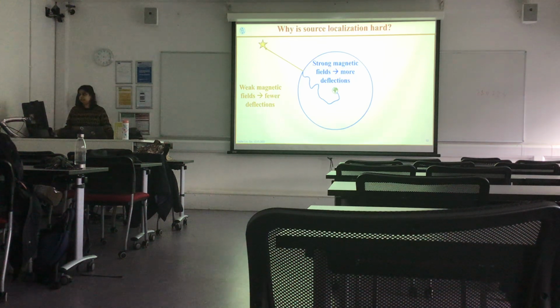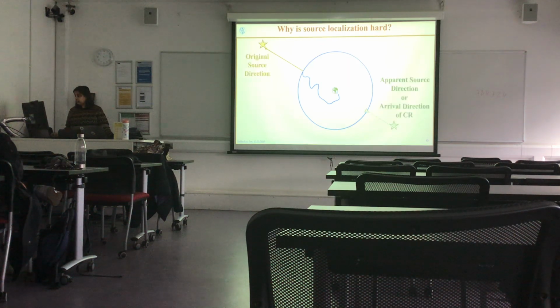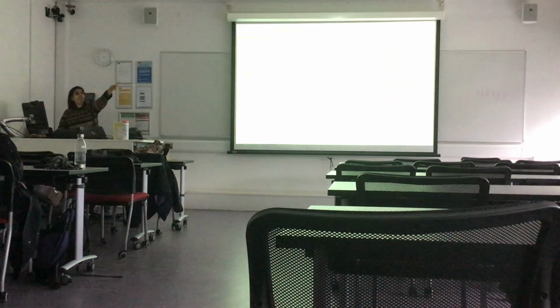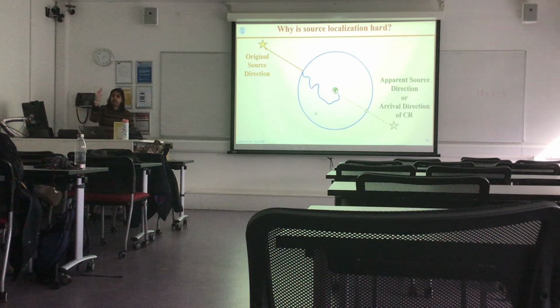So what happens is, the particle enters the galaxy, it deflects a lot, and eventually when you're observing it here at Earth, you will think that it's coming from this direction, because generally when you see something coming from there, you'll be like, yeah, that's the direction. But in reality, the particle has just undergone multiple deflections. So that's why when you look at a cosmic ray, it becomes extremely hard to know where it comes from. And this applies to all kinds of cosmic rays.